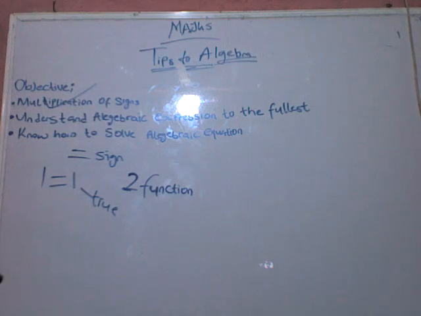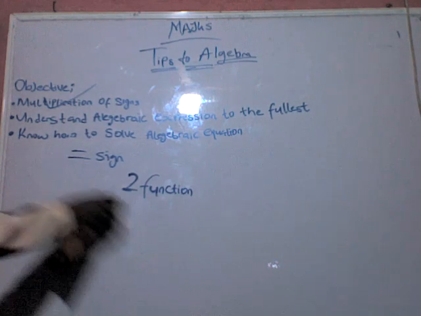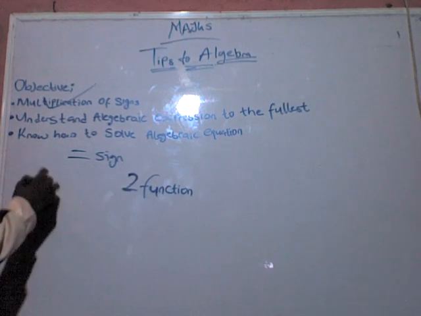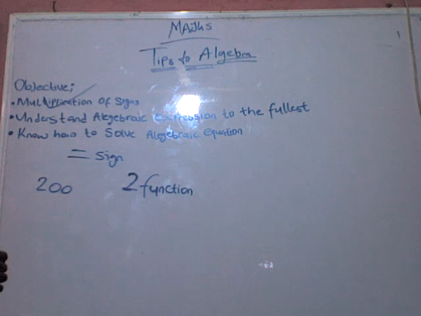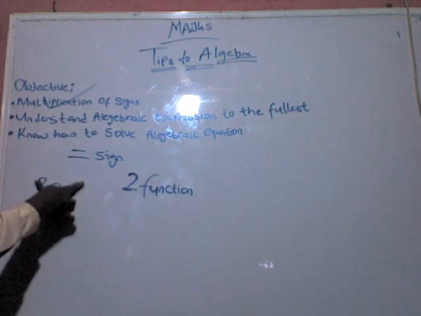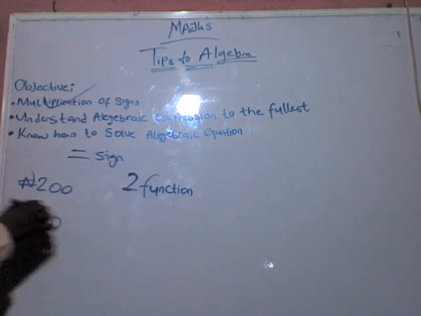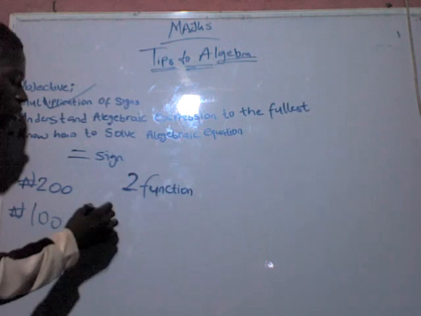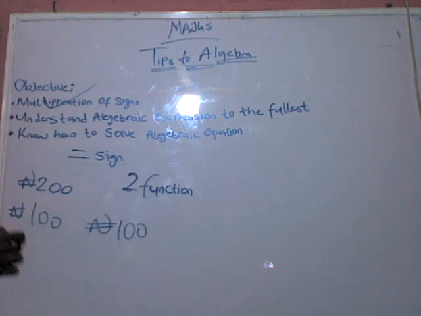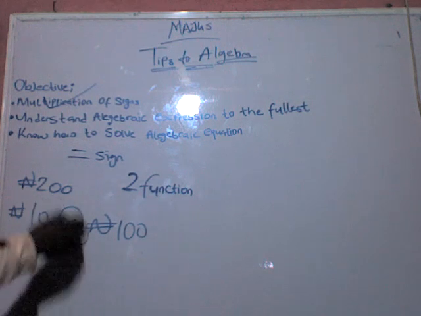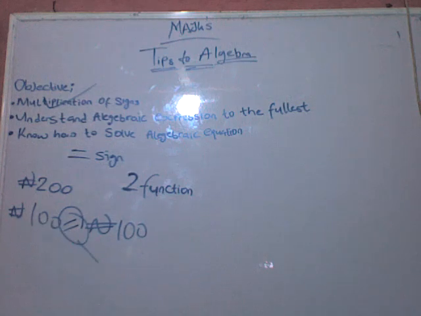So now let me use a more specific example. If you and your sibling are asked to share 200 naira equally, how would you share this equally? By you taking 100 and your brother taking 100. So this is equal. So this is our first function for our equal sign in our normal day life.